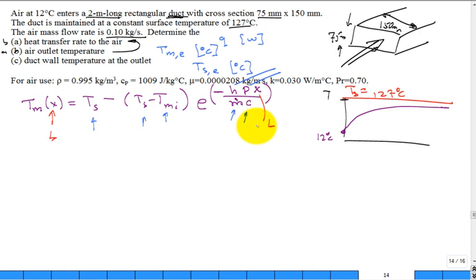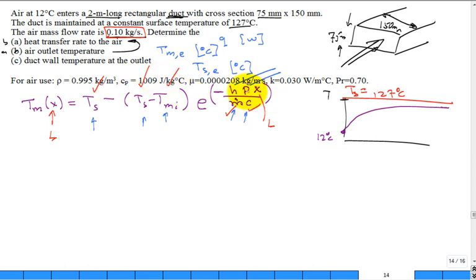True? If I wanted the mean outlet temperature, okay, I know this one, I know that one, I know this one. How about the mass flow rate? That was right here, true? I know the mass flow rate. How about the specific heat? I know it. It's given in the properties at the bottom of the problem.